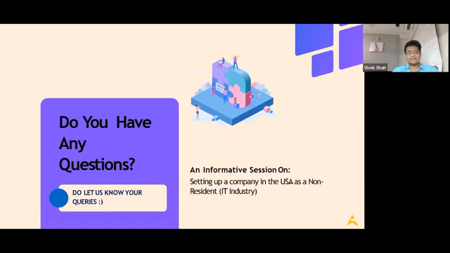The next question is, is it possible to do the entire process without visiting the USA? My answer is yes, you can do it. The only thing is, if you want to open a bank account in a good bank like Bank of America, Chase, or Wells Fargo, you need physical presence there because they are not allowing remote opening. They allow remote banking, but not remote opening.